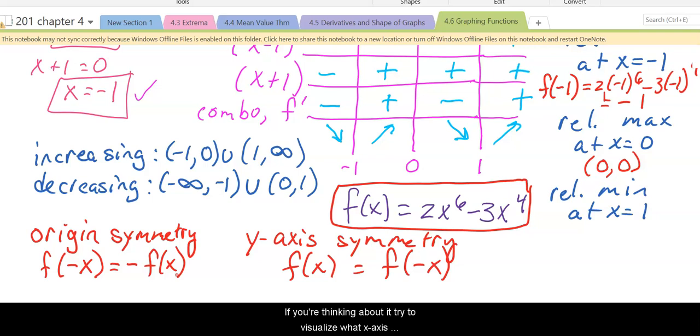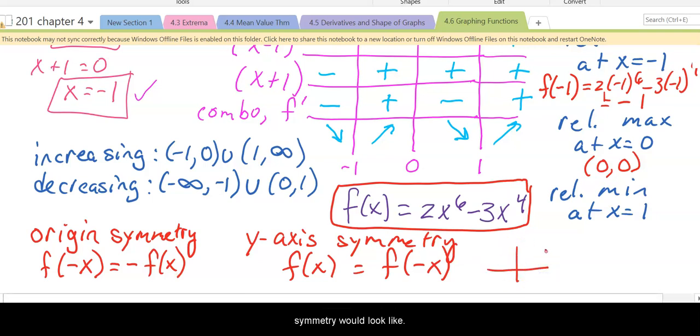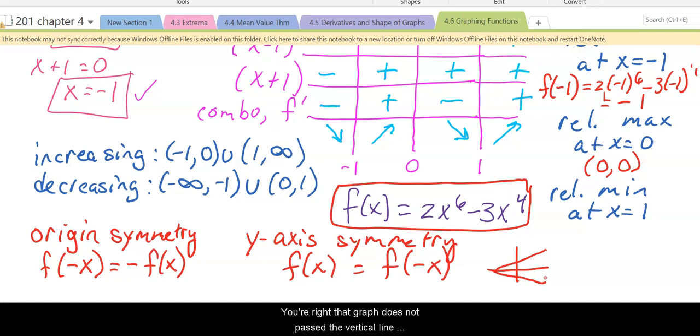If you're thinking about it, try to visualize what x-axis symmetry would look like. It would look something like that. What's the problem with that graph? You're right, that graph does not pass the vertical line test. It's not a function, and I used function notation. So the reason we don't get x-axis symmetry is because I started with a function.